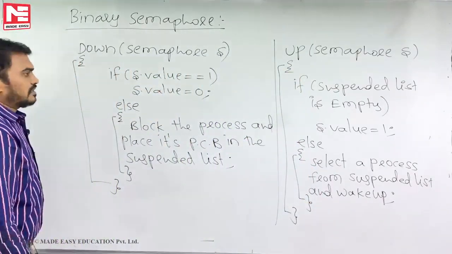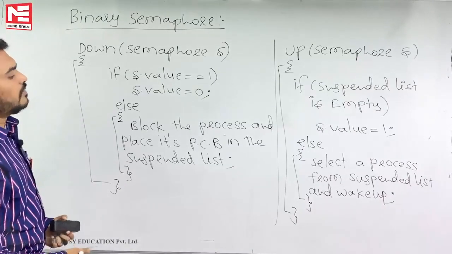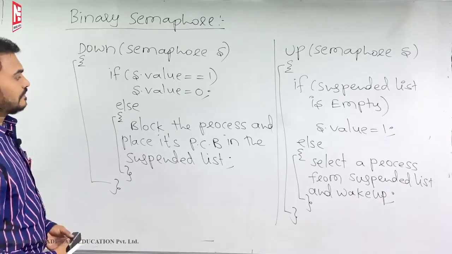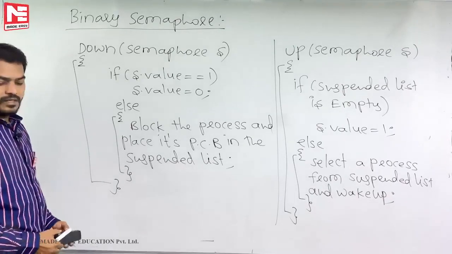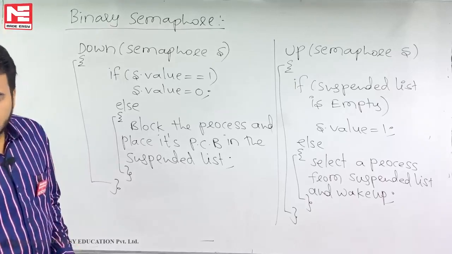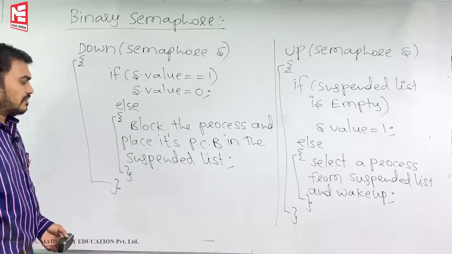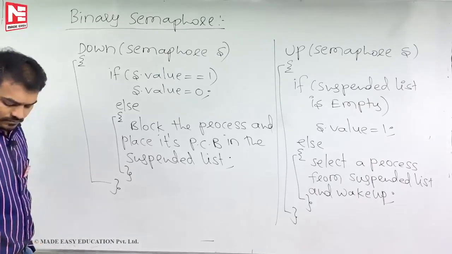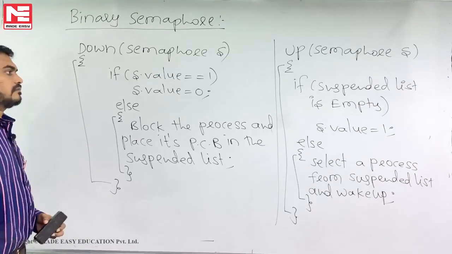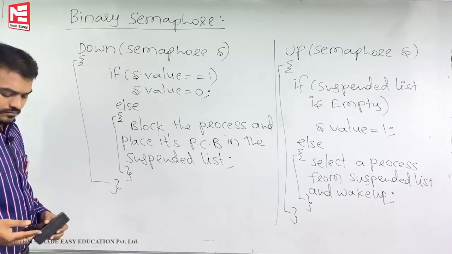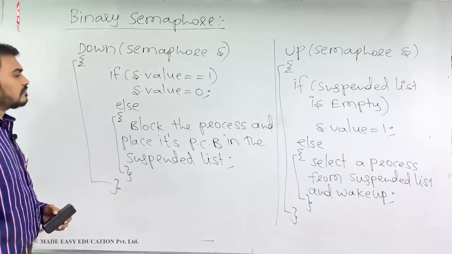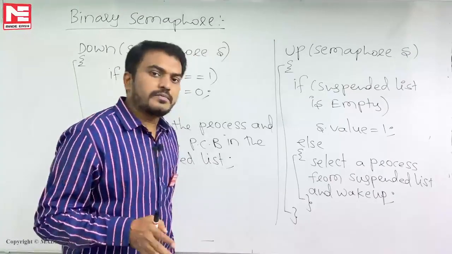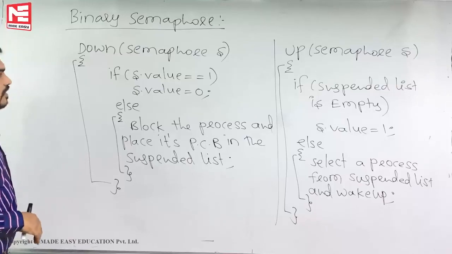Okay, please copy this. So this is the down and up operation of a binary semaphore. Okay, so binary semaphore takes only 2 values, 0 or 1. If anybody is still copying, please pause my video and copy. So I am moving on to explanation.